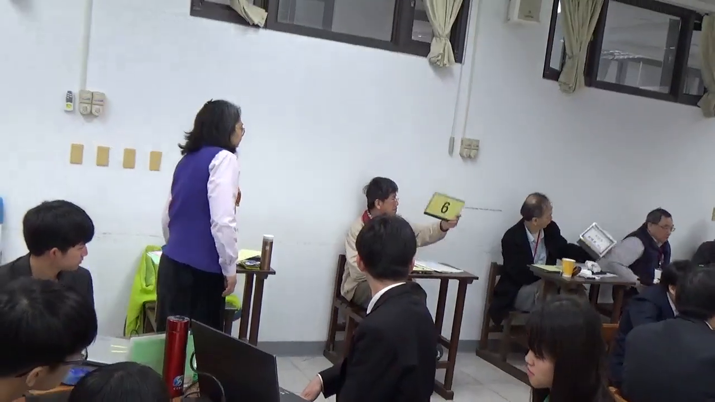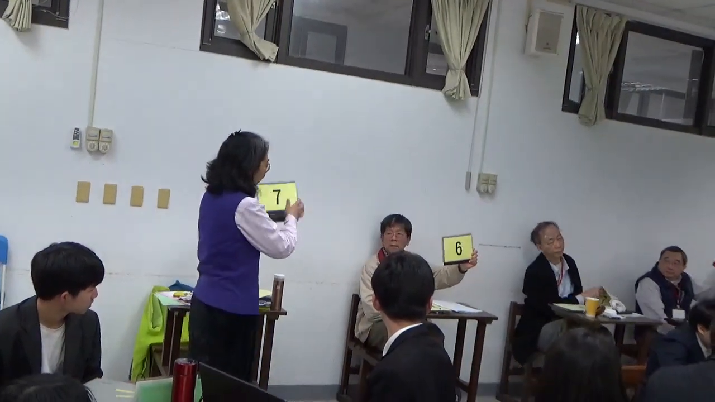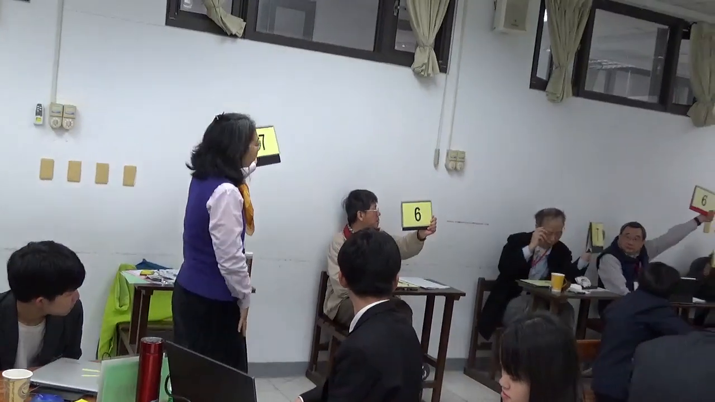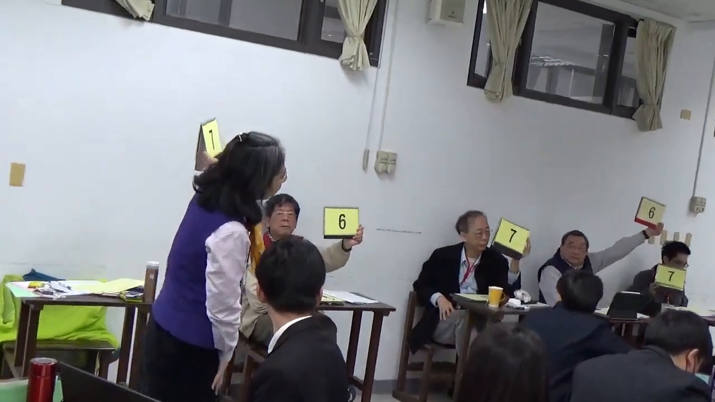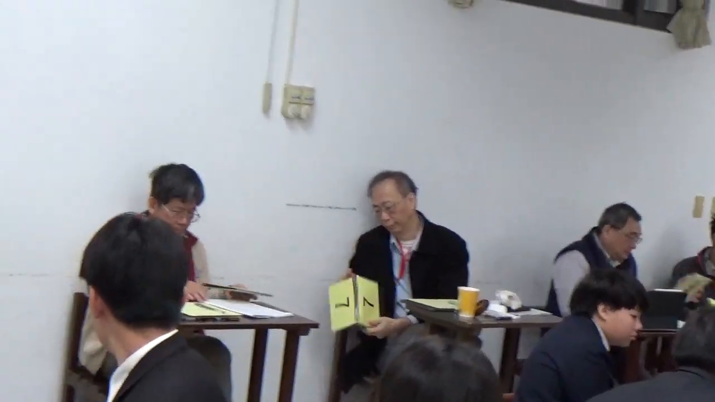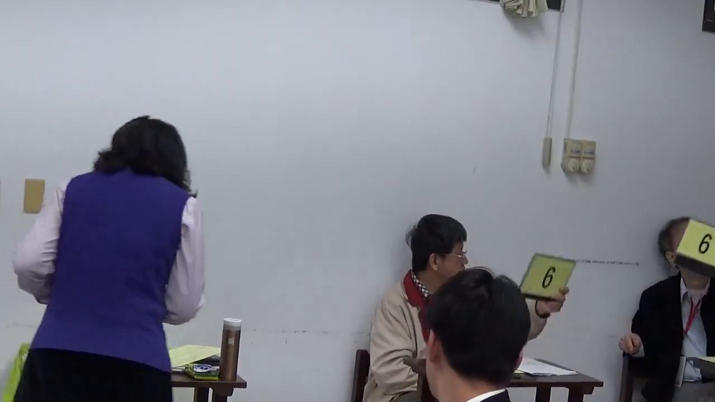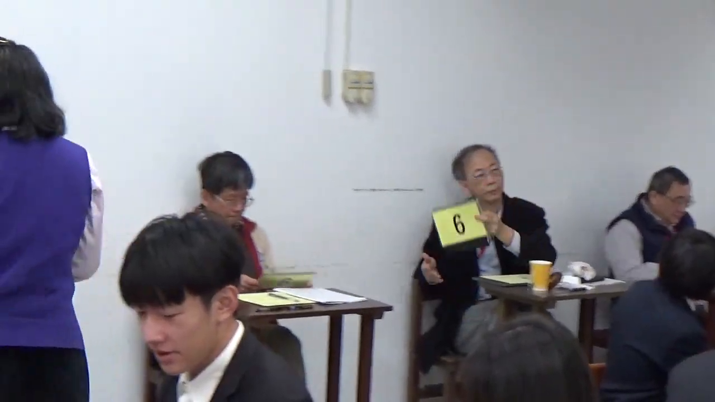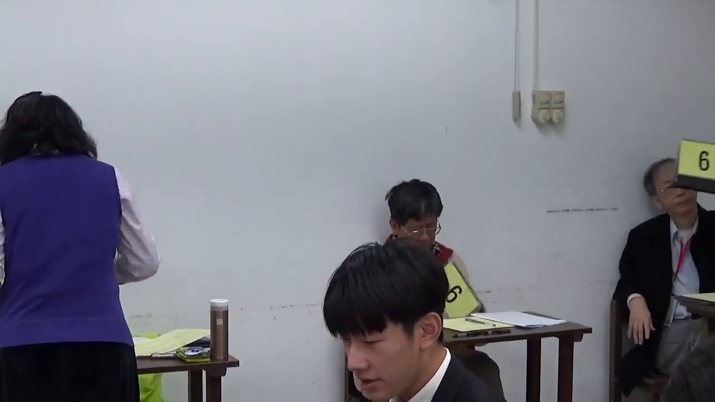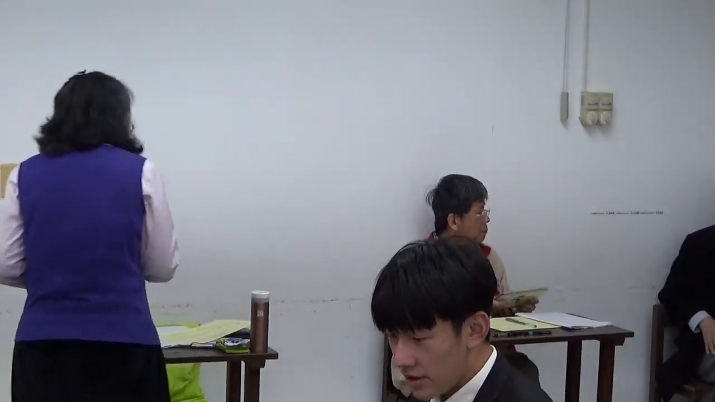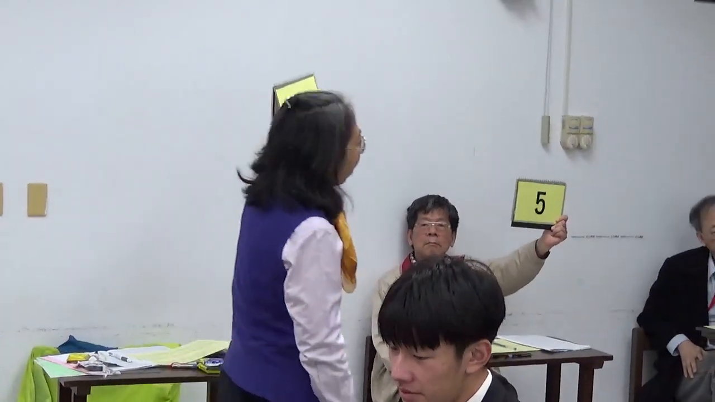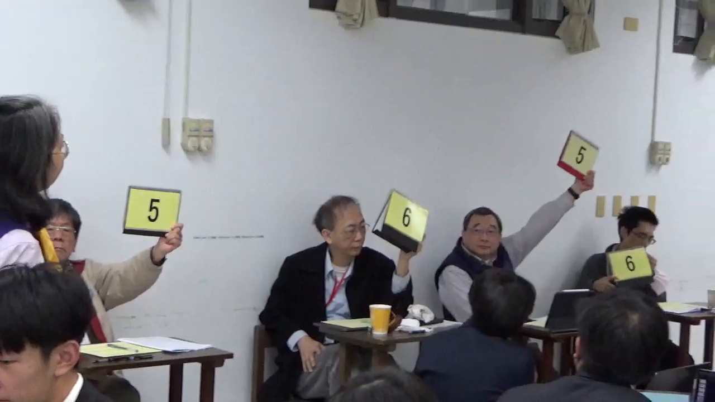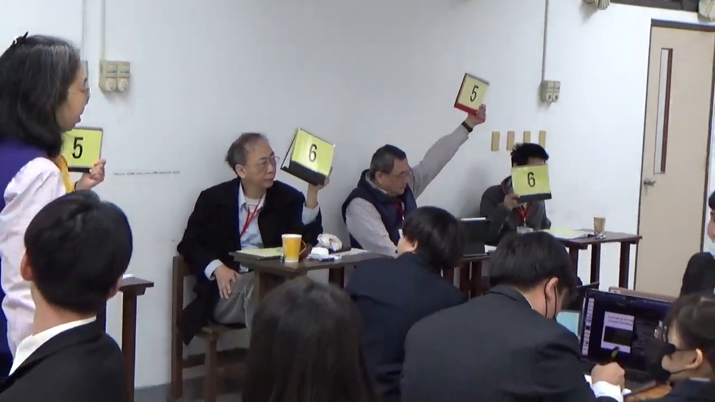Mark for the reporter: 7, 6, 7, 6, 7. Mark for the opponent: 6, 6, 6, 5, 7. Mark for the reviewer: 5, 5, 6, 5, 6.